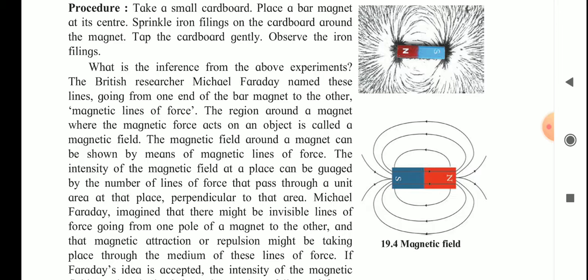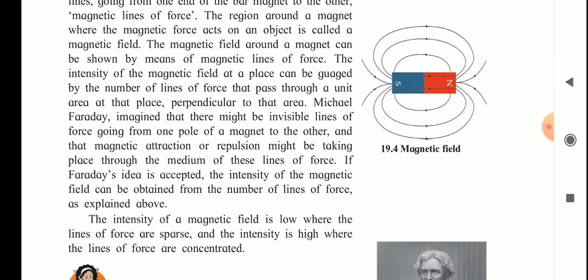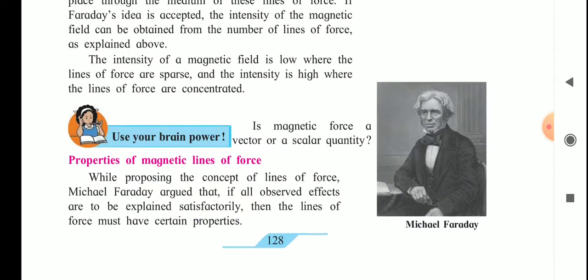Michael Faraday imagined that there might be invisible lines of force going from one pole of the magnet to the other, and that magnetic attraction or repulsion might be taking place through the medium of these lines of force. If Faraday's idea is accepted, the intensity of the magnetic field can be obtained from the number of lines of force as explained above. Now, the intensity of the magnetic field is low where the lines of force are sparse, and the intensity is high where the lines of force are concentrated.